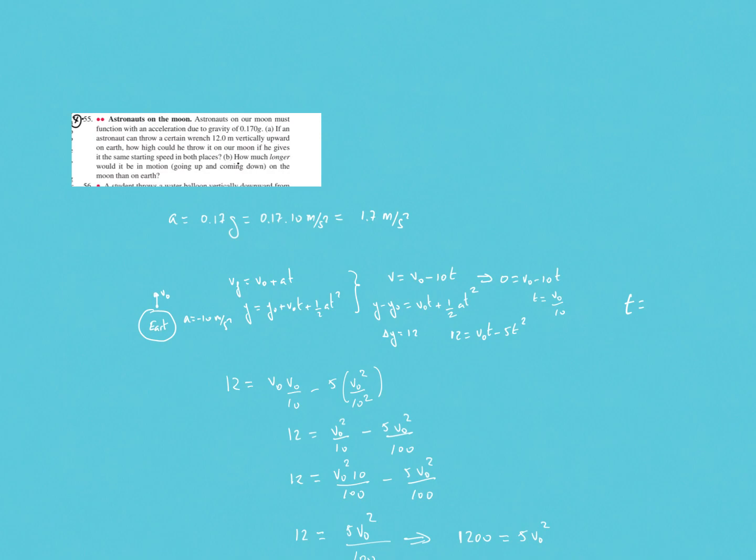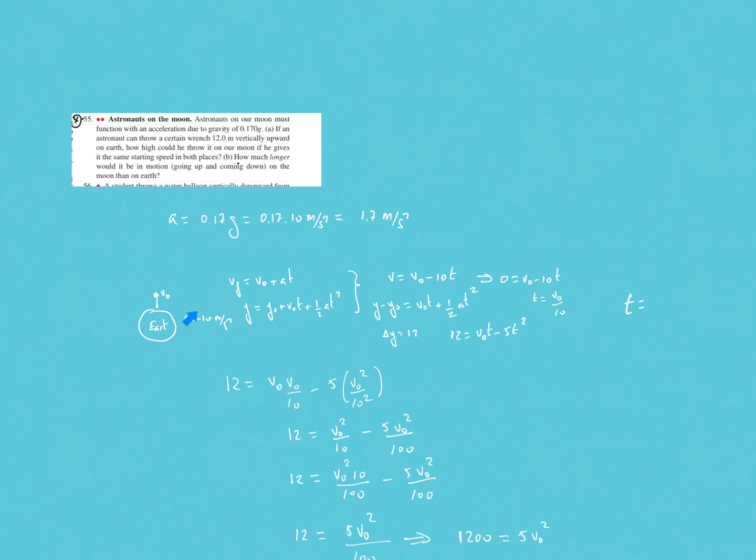So the idea is like this. You are on the Earth, and you launch something from the floor, from y0 equals 0. You launch an object with velocity v0. We know, and we did in class, that the object will decrease its velocity because the acceleration is minus 10 meters per second squared.